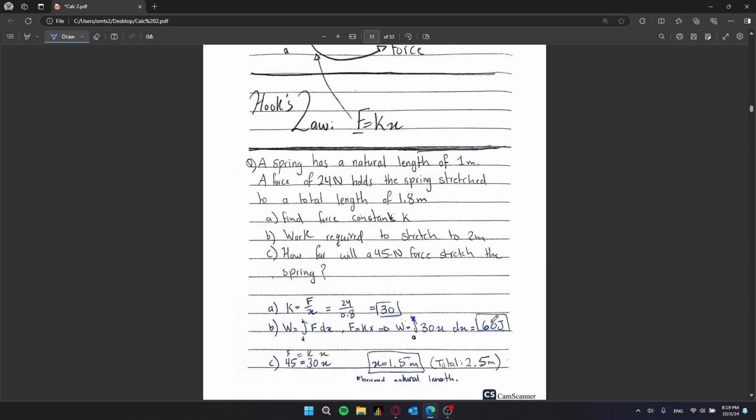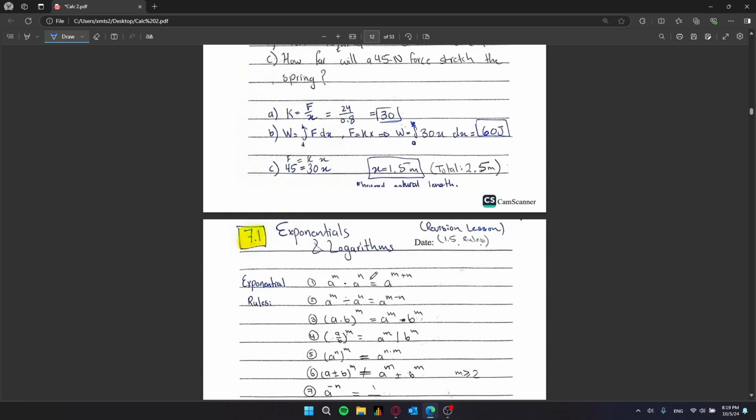It's also a very simple lesson, and you should be able to remember it from Physics 1. So we're not going to spend too much time on it. I wouldn't worry too much about this lesson. It's also mostly straightforward. Now, the next lesson is Exponentials and Logarithms.